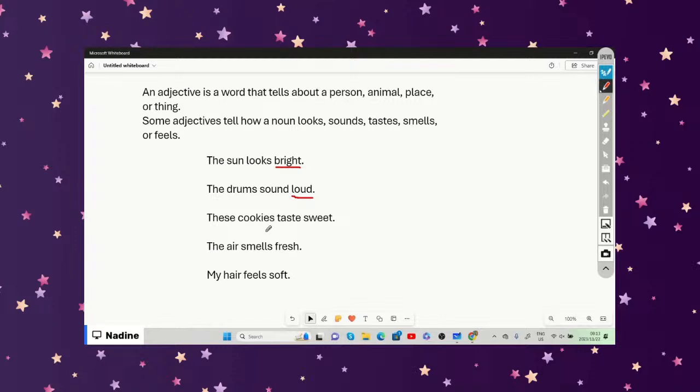These cookies taste sweet. So if we describe how the cookies taste, we can say the cookies taste sweet. So sweet is our adjective, that tells us how the cookies taste.